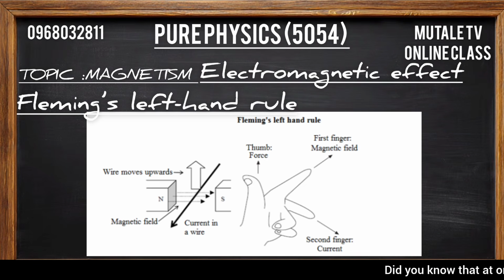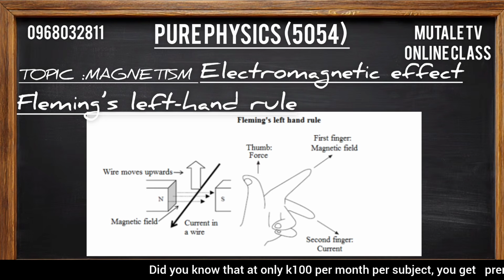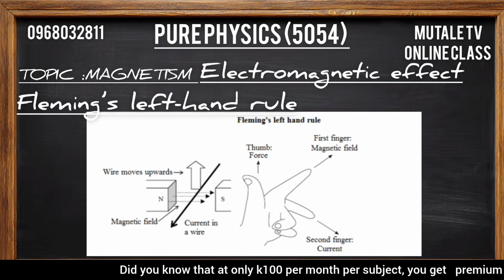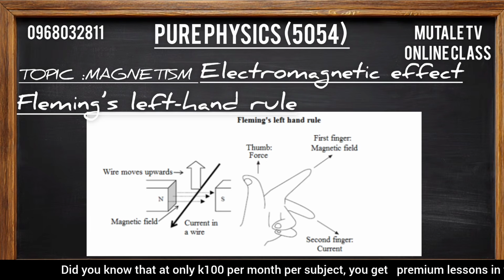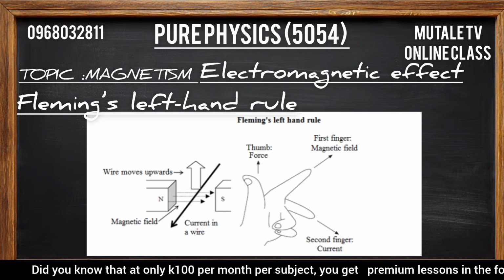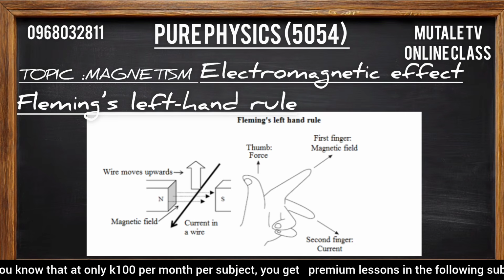So how does it work? There, you get your left hand, the thumb will represent the force, the first finger will show the direction of the magnetic field, and the second finger will show the current. So on the magnetic field there, you need to point the first finger in the direction of the field, and where the thumb points is the force, and where the second finger points is the current.